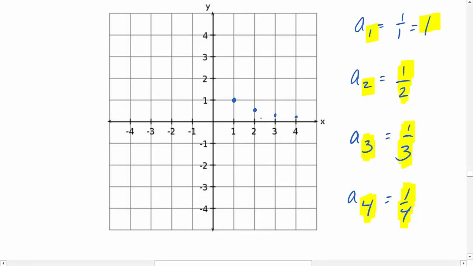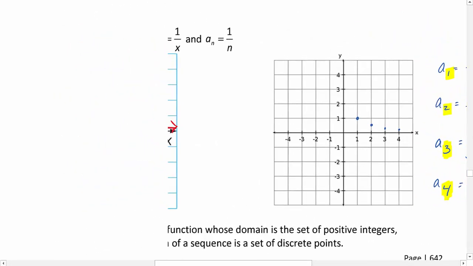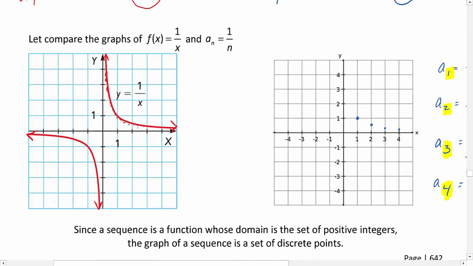So you'll see that although the functions are kind of similar, the graphs are very different because our sequence only has positive integers as our domain. The graph of a sequence is a set of discrete points. And discrete points just means separate real numbers, separate real ordered pairs.